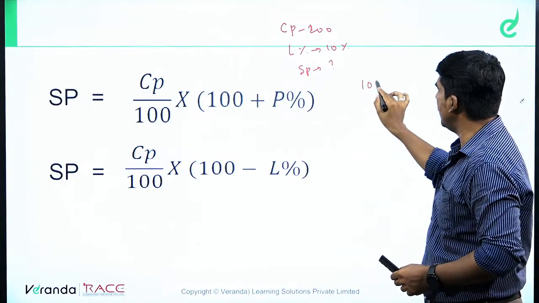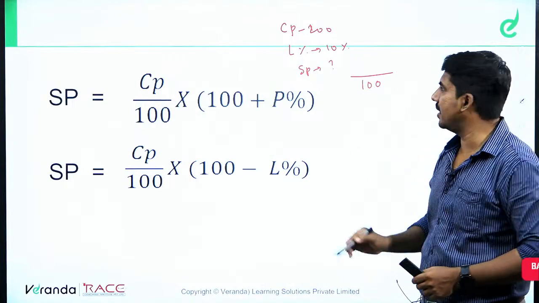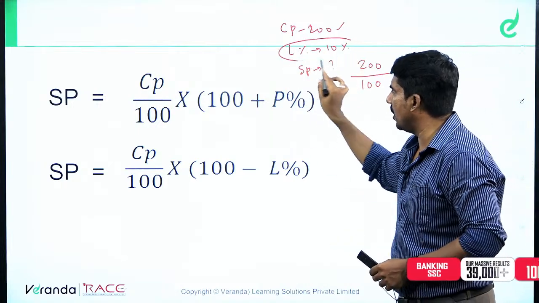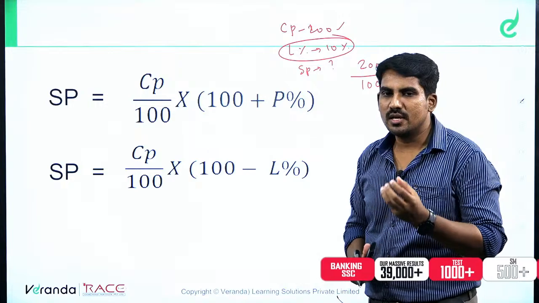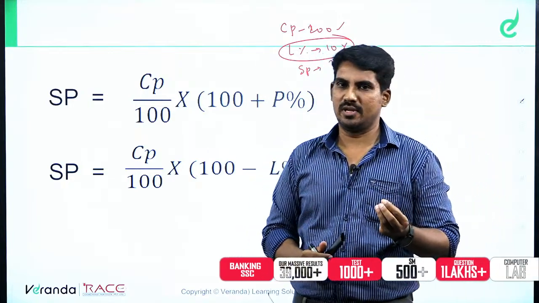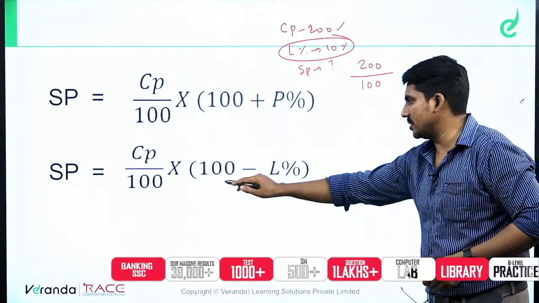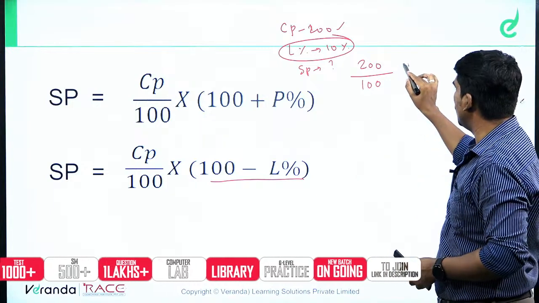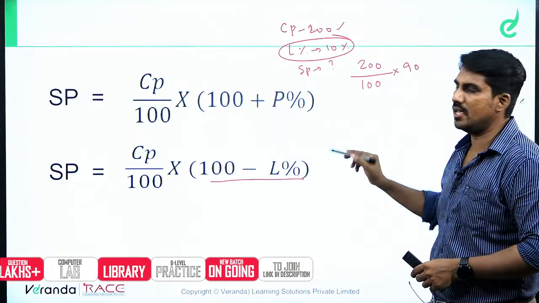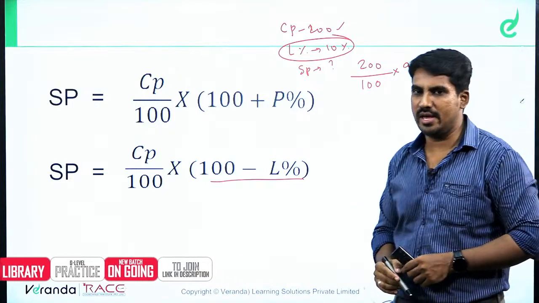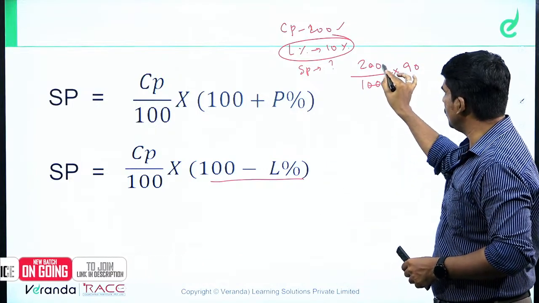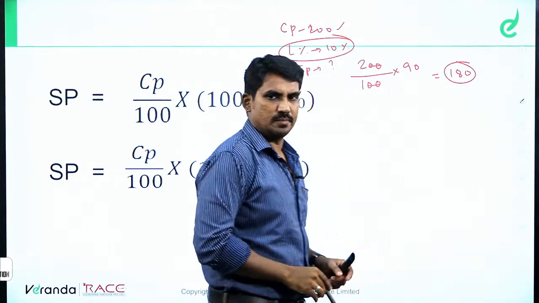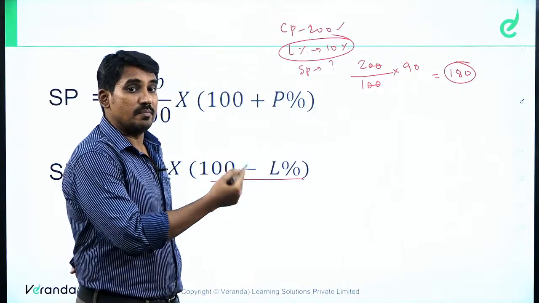Listen, 100 is CP. 100% is the cost price, 200 rupees. Now in the question they have given a loss. Therefore, SP is what? From 100 we have to subtract the loss percentage. 100 minus 10 is 90%. See, 100 is 200, what is 90? We will get the answer, right? Now this 20 we can cancel. The result is 180. Clear? This is the basic method.